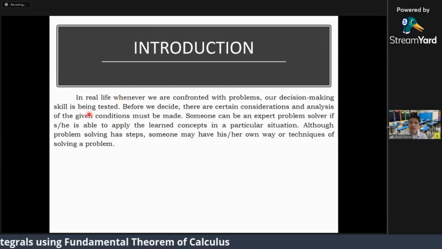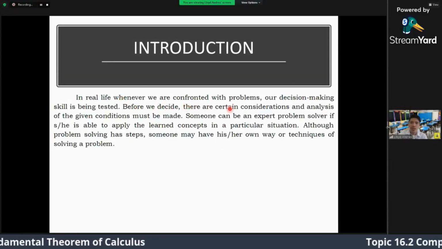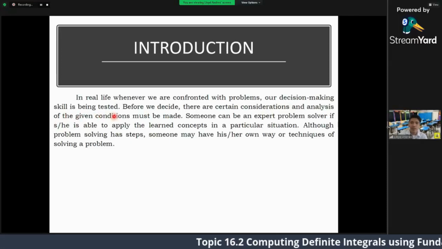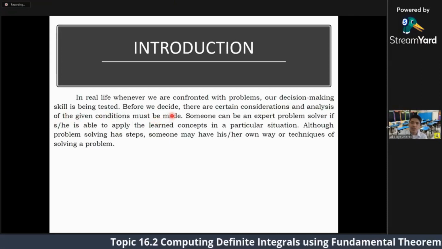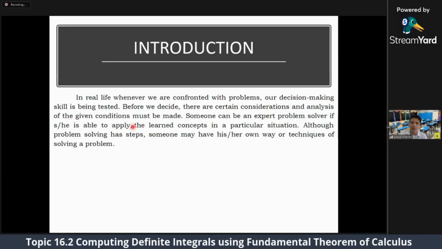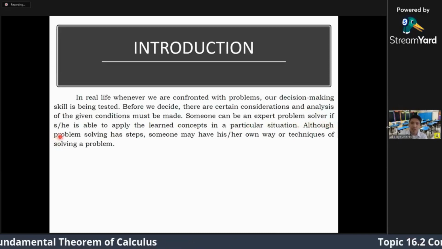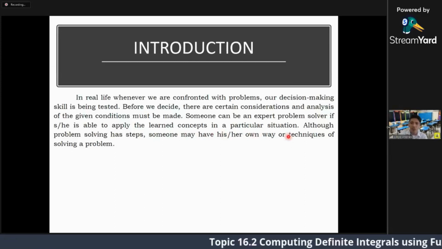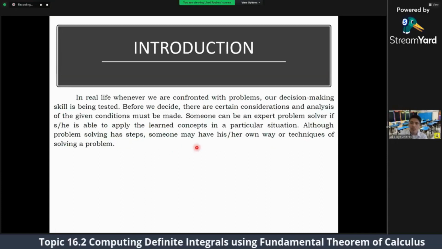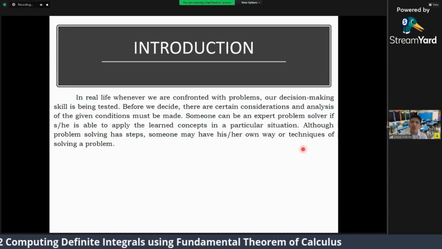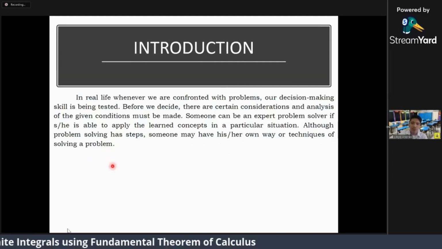In real life, whenever we are confronted with problems, our decision-making skill is being tested. Before we decide, certain considerations and analysis of the given conditions must be made. Someone can be an expert problem solver if she or he is able to apply the learned concepts in a particular situation. Although problem solving has steps, someone may have his or her own way or techniques of solving problems.